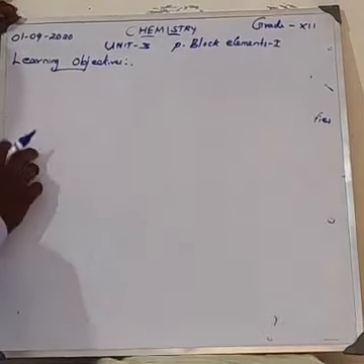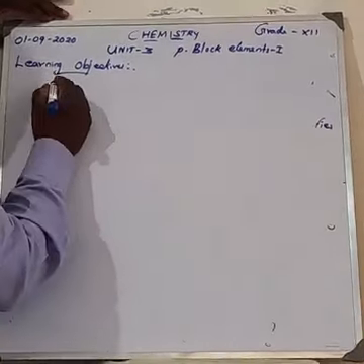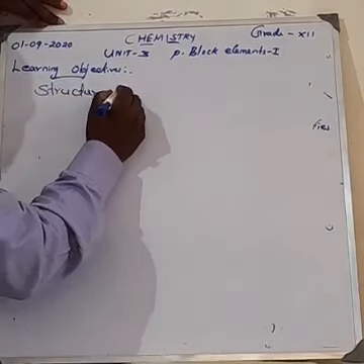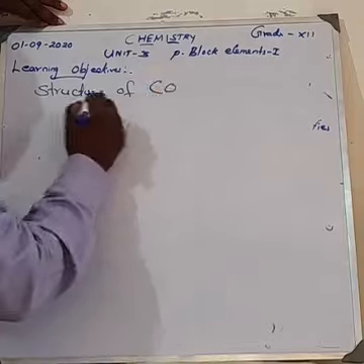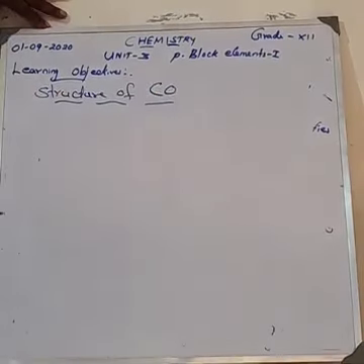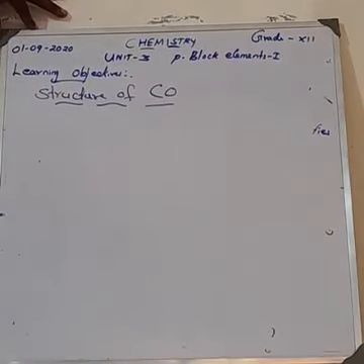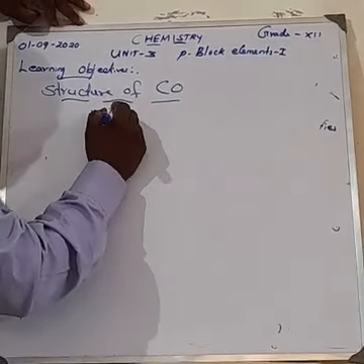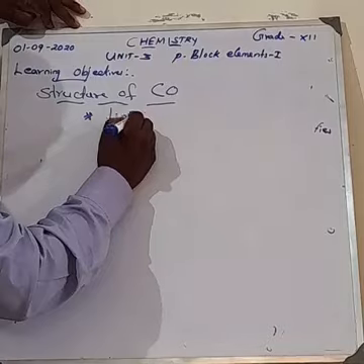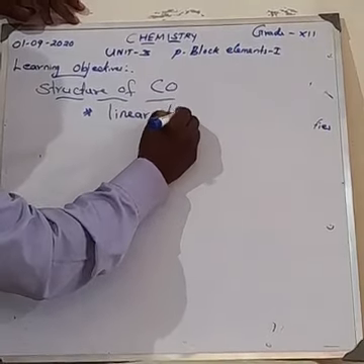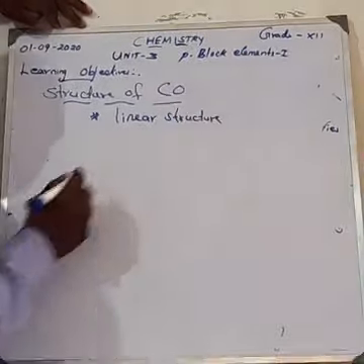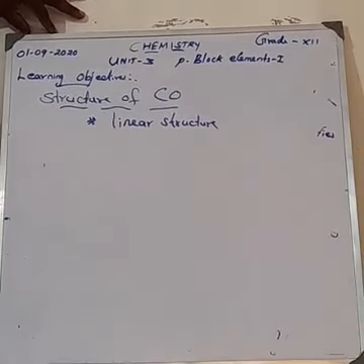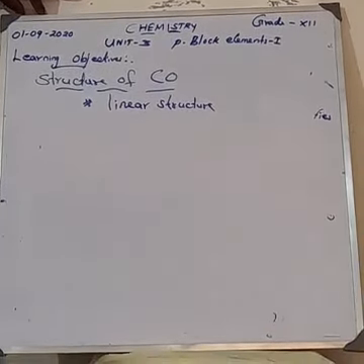Next one, structure of carbon monoxide. The first point is it has a linear structure. What's the meaning of linear? The compounds are occupied on a straight line, linear structure.